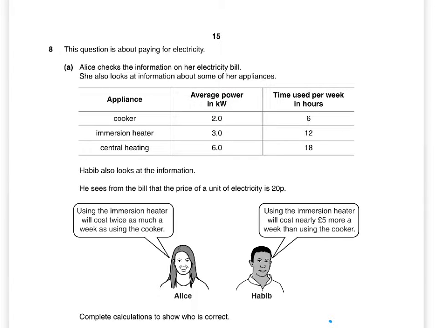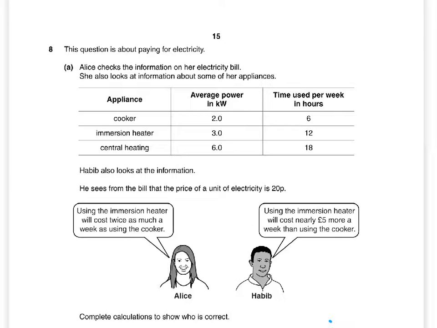Now as soon as I see kilowatts and hours, I know that we're going to be calculating the cost of electricity. Habib also looks at the information. He sees from the bill that the price of a unit of electricity is 20 pence. So every unit of electricity, every kilowatt hour, is going to cost the consumer 20 pence.